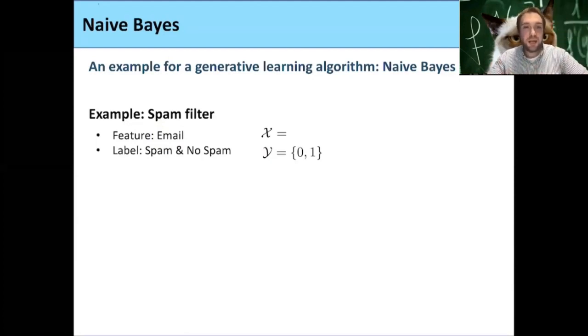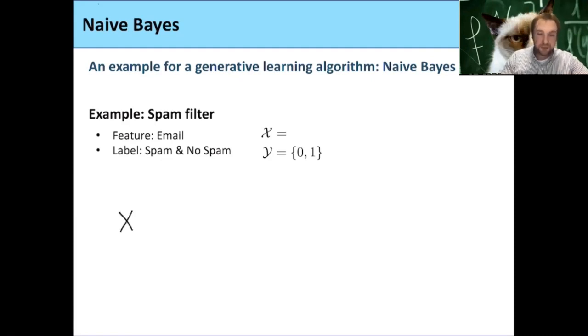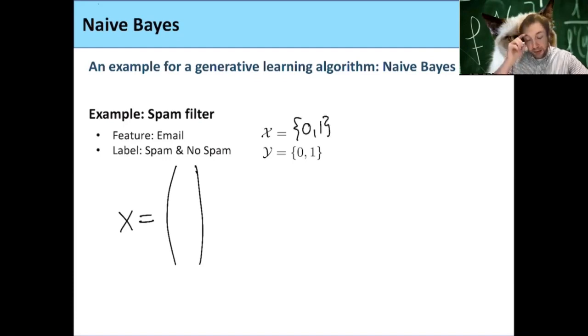An email is a collection of words. So how do I describe an email? One way to describe an email is to say, let's say x is a feature, and I want to describe an email by zeros and ones. So I want to describe it as a vector, here also with 0 and 1.